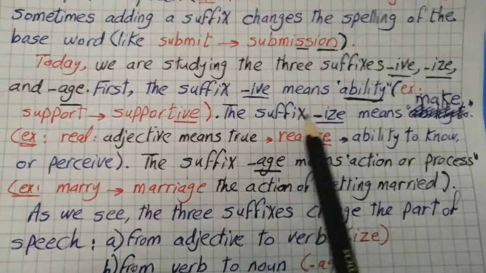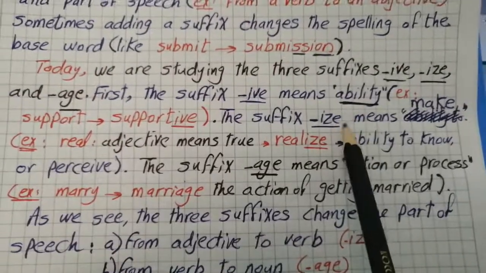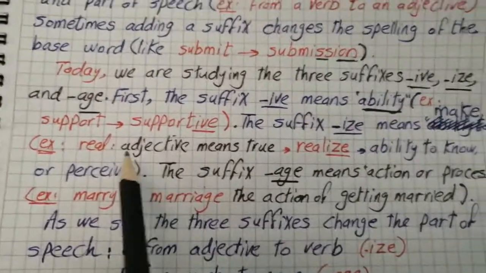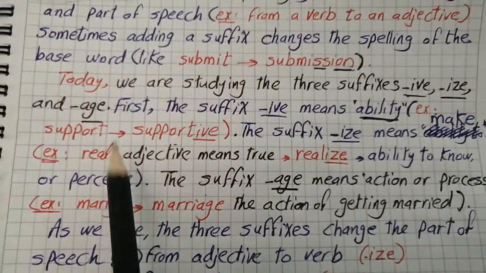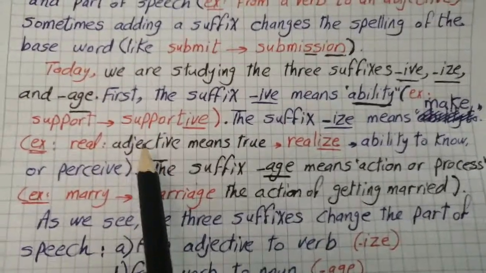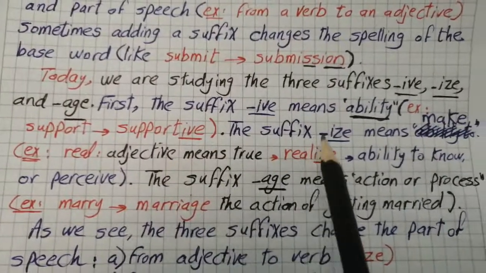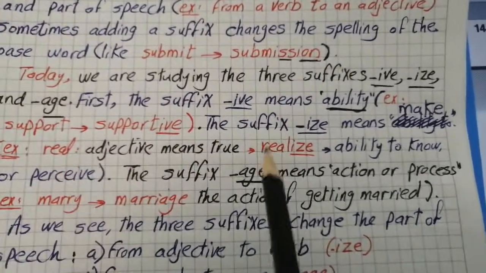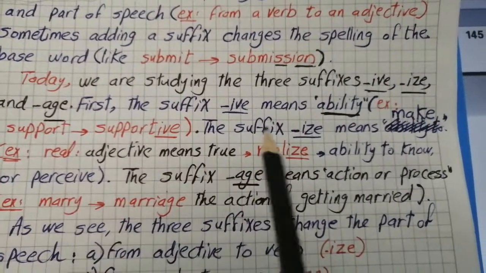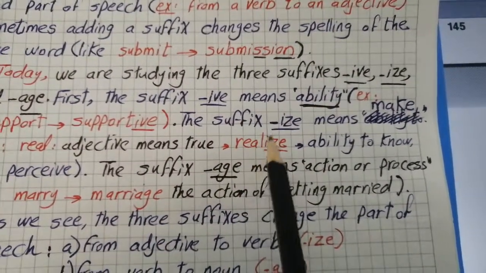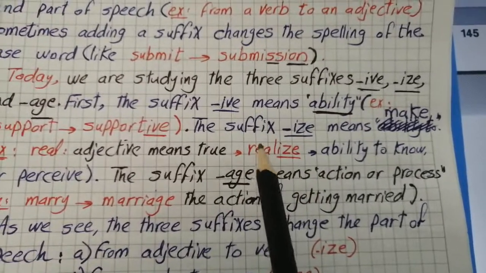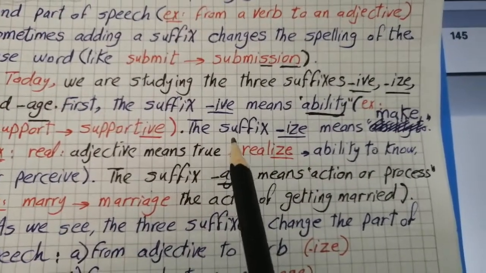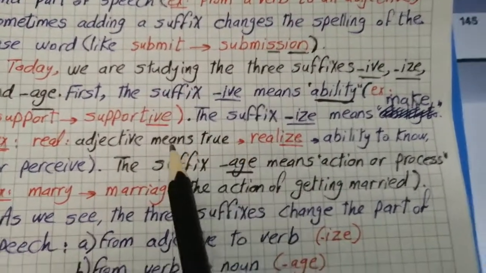Secondly, the suffix IZE, which means to make. For example, the adjective real, which means authentic or true. When I add IZE to the adjective real, the part of speech changes from an adjective into a verb. Realize means to make something real, or to be able to perceive, understand, or identify.